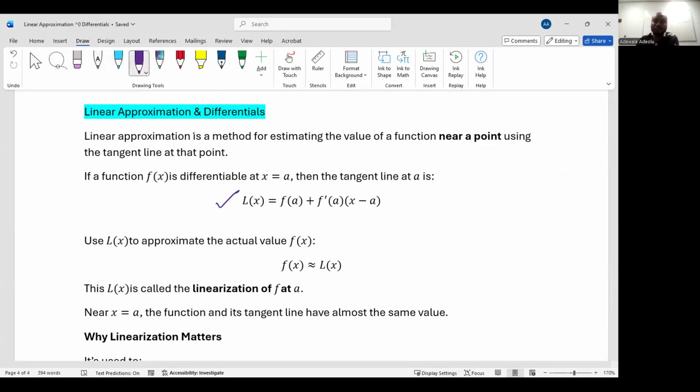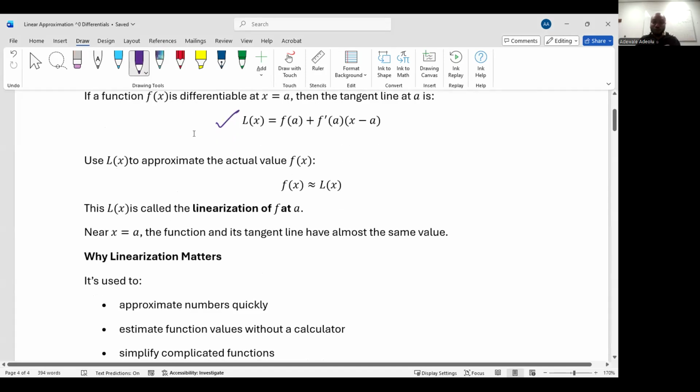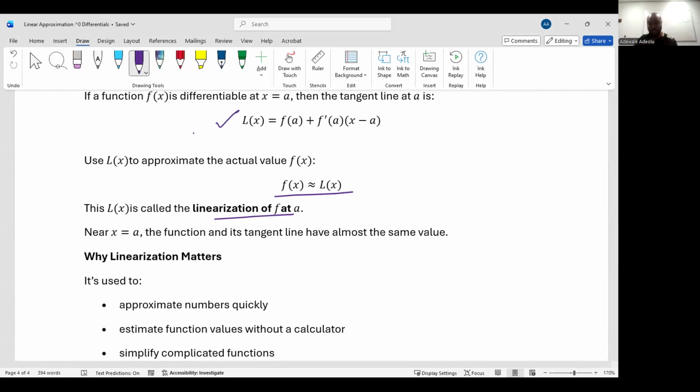So it is just using the formula you already know. Conclusively, we say our function, that is the curve itself, will be approximately equal, not exactly equal, to L of x. And this is called the linearization of our curve f at a. Now we claim that near the point x equals a, like if a is 2.1, the function and its tangent line have almost the same value.